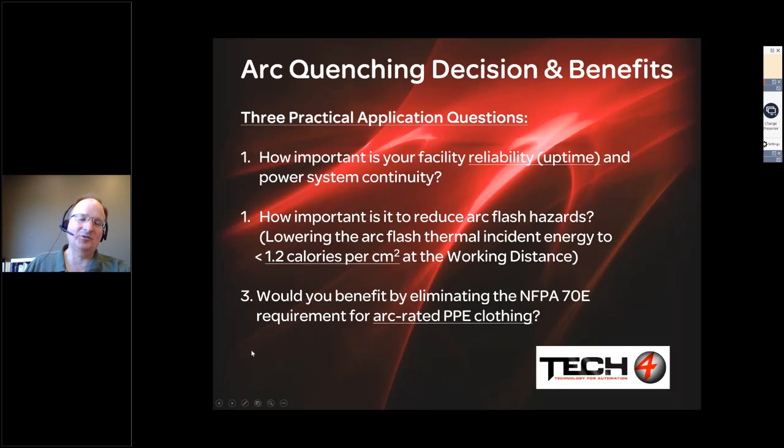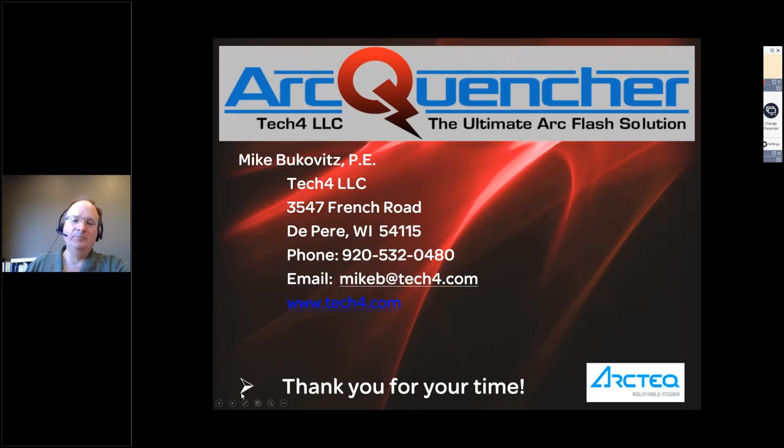I see I have my number sequence wrong here on this slide. And 3 is, does the facility benefit by eliminating arc-rated PPE? Because I'll tell you what, it's not just about lack of comfort. Arc-rated PPE compromises dexterity and it compromises visual acuity, both of which lead to mistakes and dropped tools and equipment. And dropped tools and equipment is the number 3 cause of arc flash events. So there is a direct safety correlation between dexterity and safety.